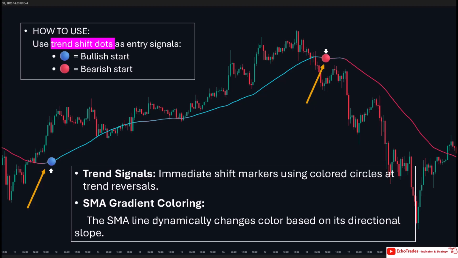But once a trend seems to be underway, how do you quickly judge its strength, just at a glance? Good question. That's where the SMA gradient coloring is really neat. The SMA line itself actually changes color dynamically based on its slope, its direction. So it's not just telling you the direction, it's giving you an instant visual cue about the trend's momentum. Is it picking up steam? Is it starting to flatten out? You see it right away. I like that. Visual simplicity, but packed with info.